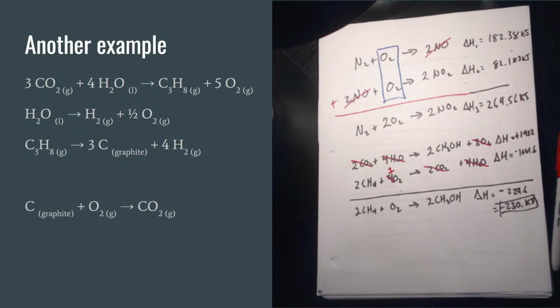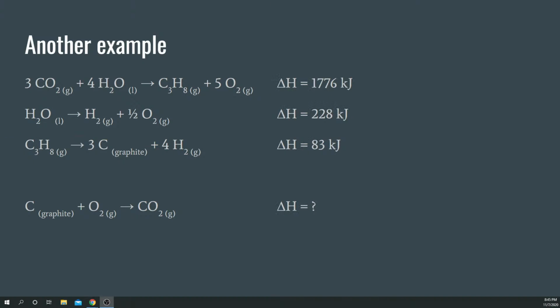So here is another example. Carbon dioxide and water make propane and oxygen. Water can be split to make hydrogen and oxygen, and then propane can be broken apart to make graphite and hydrogen. So what is the enthalpy change if you combine graphite and oxygen to make CO2? All right, that one is a little bit more weird.